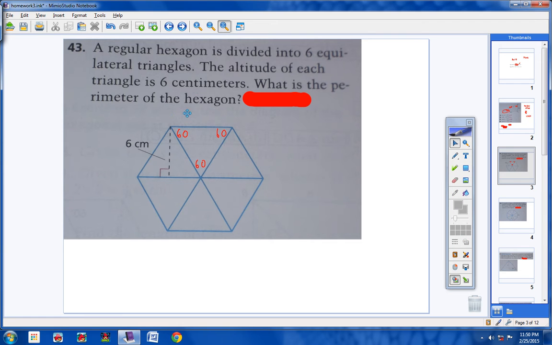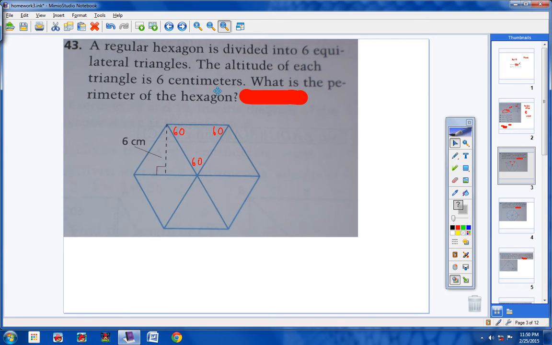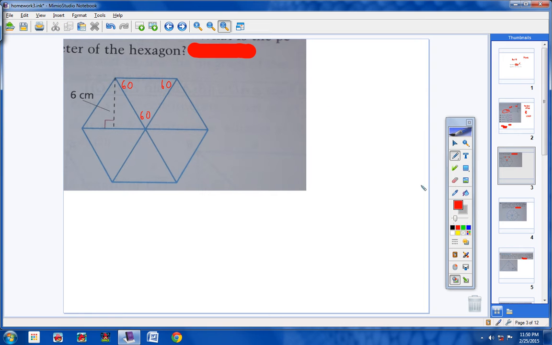What is the perimeter of the hexagon? Don't forget that. We're trying to find the perimeter of the hexagon, okay? So there it is. Alright, now let's find the perimeter. Here's a bigger triangle. I'm going to draw it just like this triangle here. Okay, so we have 60, 60, 60.